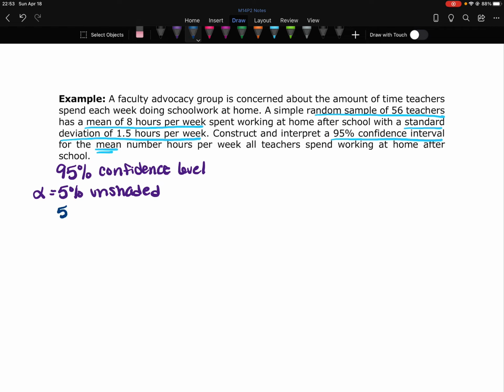The rest of our values here, we have 56, 8, and 1.5. So 56 is the random sample of teachers they took, so that's our sample size n. The mean was 8 hours per week, so that's the mean of the sample, so that's x bar. And the standard deviation of 1.5, that's a sample standard deviation. Everything for this is based off of the sample of 56 teachers.